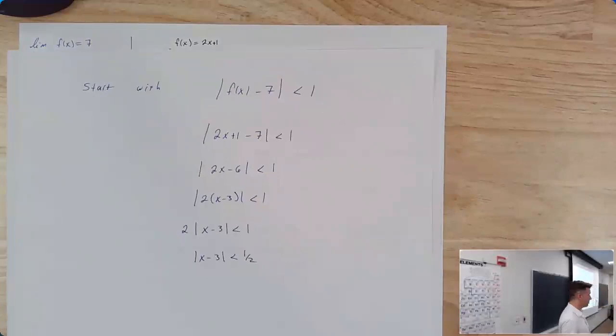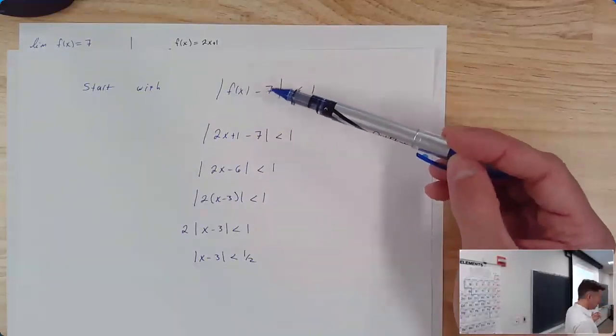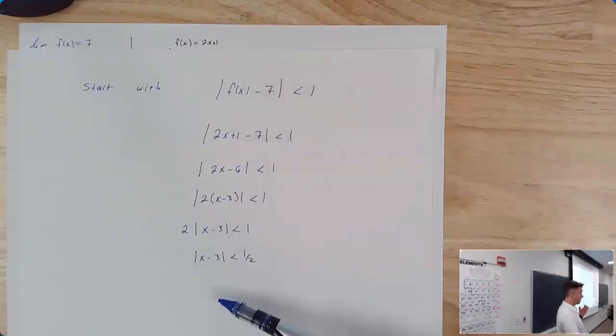So a lot of times, with linear functions, it's very easy to get from a condition on where the function needs to live to a condition on where x needs to live. That's what I think about. You start with, what do I need to be true about the function? I want it to be close to its limit. What needs to be true about x? It needs to be relatively close to the value it's approaching.